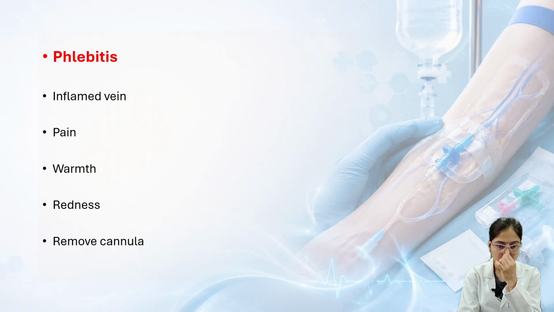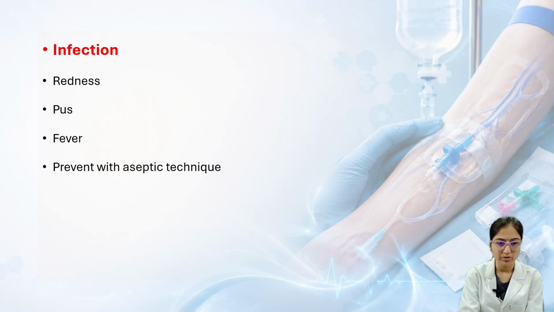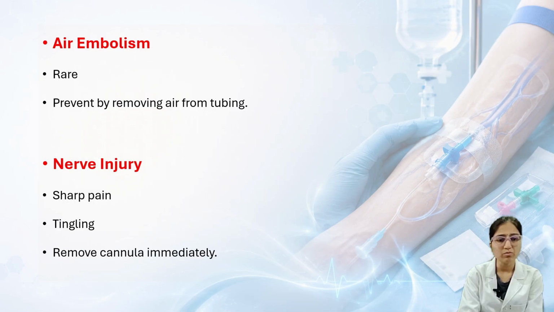Next complication is phlebitis, an inflamed vein. We can observe pain, warmth, and redness; remove the cannula. Next, infection: redness, fever. Prevent with aseptic technique. Then air embolism, which is rare. Prevent it by removing air from the tubing. Next complication is nerve injury: sharp pain, tingling. At that time we need to remove the cannula immediately.